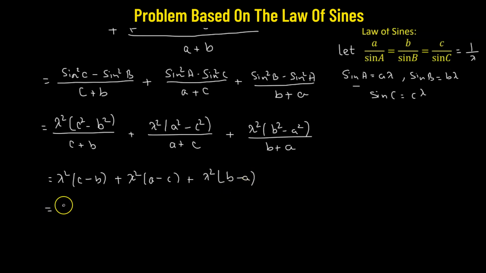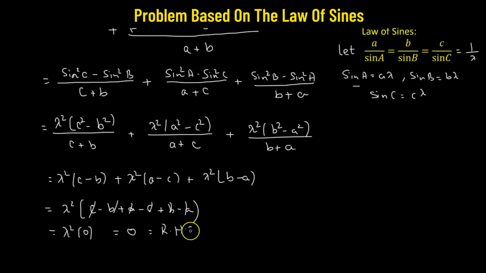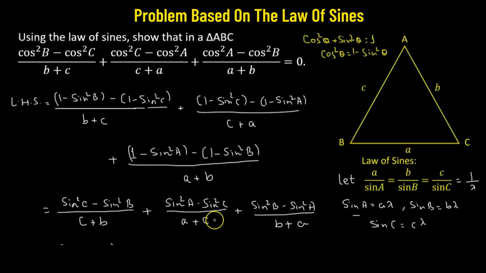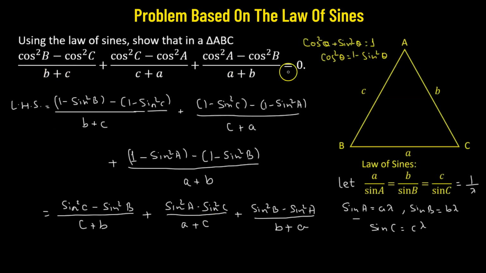Now from each of the three terms, we are going to take lambda squared as the common factor, so that will get multiplied by c minus b plus a minus c plus b minus a. So we'll see that all the terms within the parentheses are going to get cancelled out, and we're left with lambda squared multiplied by 0, which is 0, and this is the expression on the right hand side. So using the law of sines, we have successfully shown that the given equation is true.